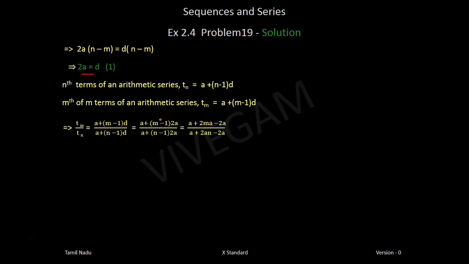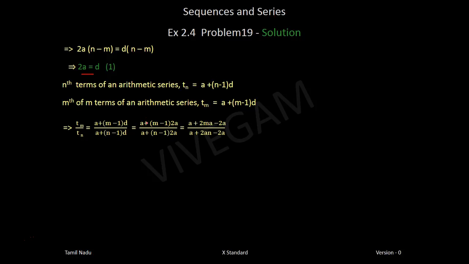What are we supposed to calculate? We are supposed to calculate Tm by Tn. That will be this divided by this, a plus m minus 1 into d divided by a plus n minus 1 into d. Okay, so what will happen? Now you know d is 2a. Substitute that. So a plus m minus 1 into 2a, this will become a plus n minus 1 into 2a.